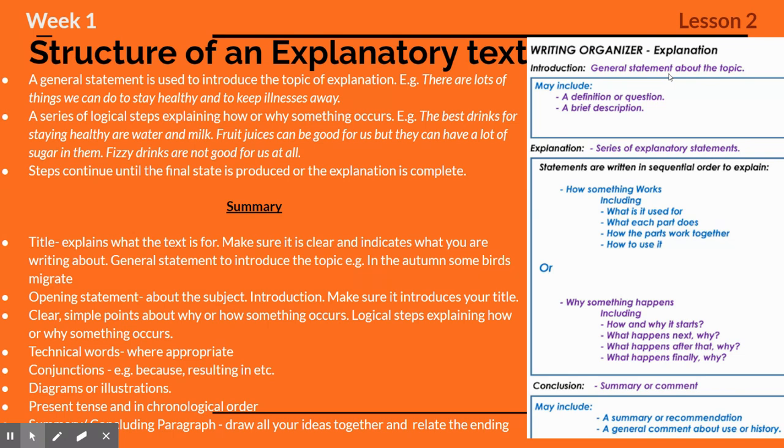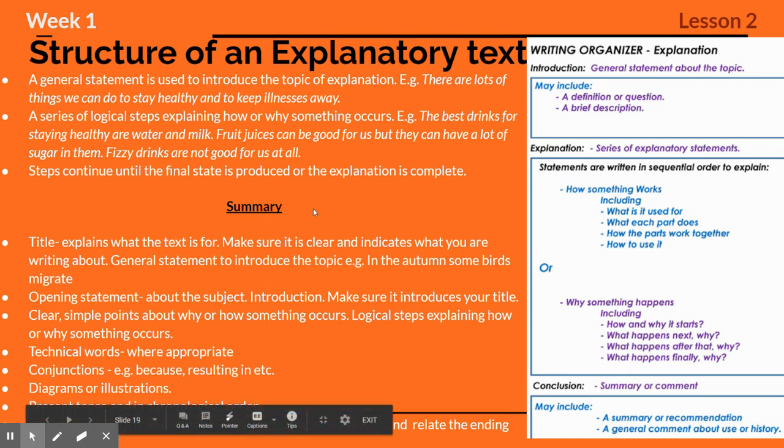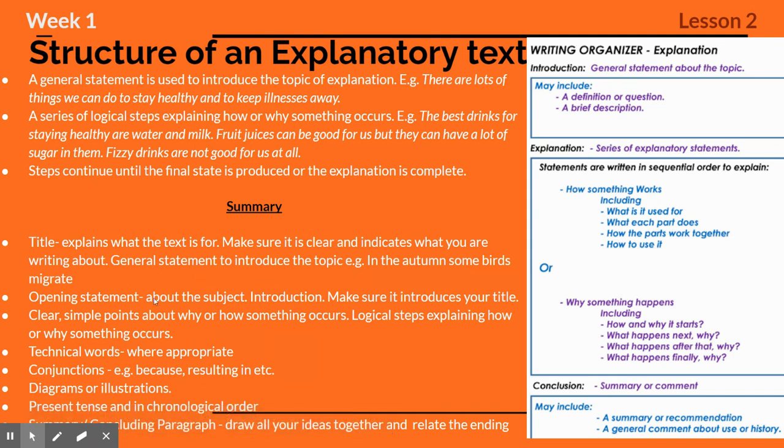So this is a structure of an explanation text. As you can see here, I'm not going to go through it all, but you need to think about the series of general statements, the logical steps explaining how or why something occurs, and the steps used. So as you can see here, it's a series of explanatory statements, and here is the summary of the things that you need to make sure that you include in your own piece of writing. If you are stuck at any point, ladies and gentlemen, please don't hesitate to contact myself, that's Miss J, or your class teacher. We'd be more than happy to help you out.